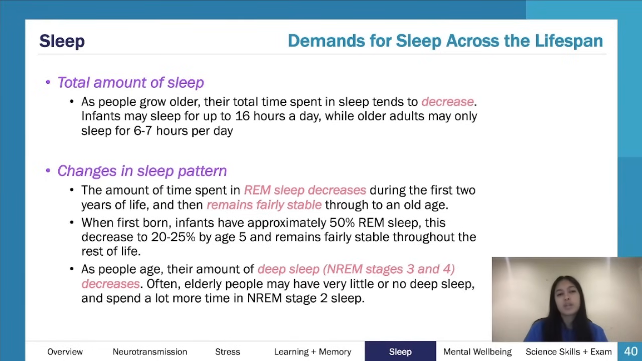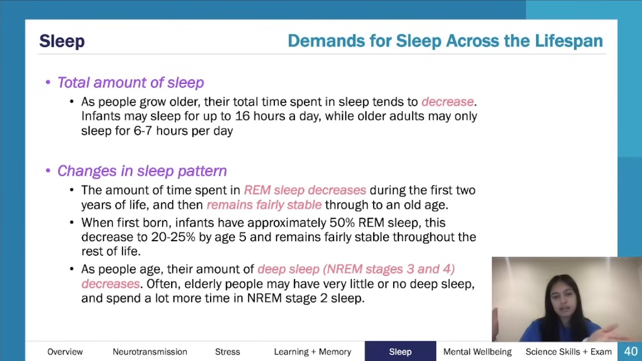So the total amount of sleep, the trend is that it decreases. You've got your infants, your babies that have just been born, they sleep for ages, and they'll sleep in different periods. So for a total of 16 hours, but maybe 3 hours here, 4 hours there. But they sleep for a really long time.